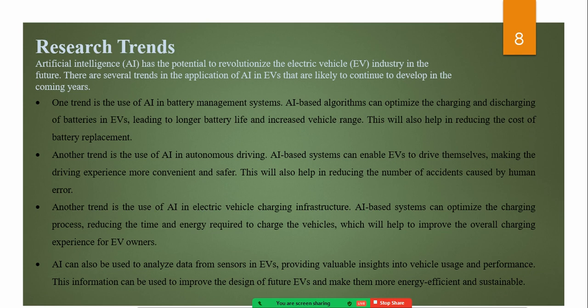Another trend is the use of artificial intelligence in autonomous driving, that is self-driving cars. With autonomous driving, AI-based systems give a very convenient driving experience, and it is also safer because an AI-based vehicle has sensors and has the capacity to detect things at the back of the car, right front side, left side, and right side of the car, which sometimes becomes impossible for the human driving the car, resulting in certain kinds of road accidents. So these are some research trends available in this industry.